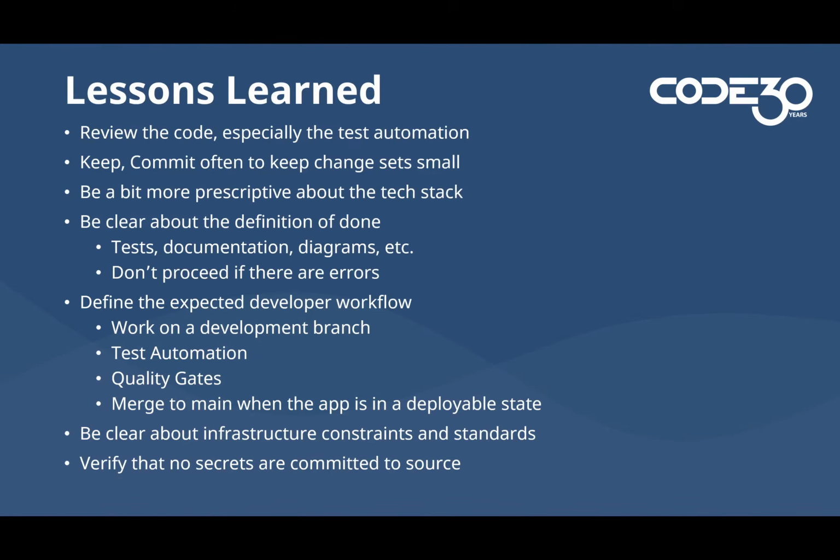I kind of mentioned this. Work on a development branch, use the test automation, establish what the quality gates are. Merge to main when the app is in a deployable state. So CI/CD might be set up to only deploy from main.